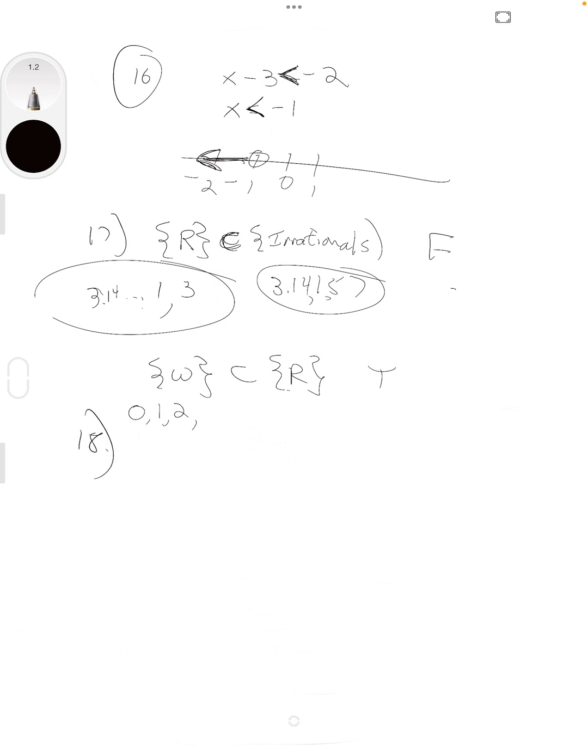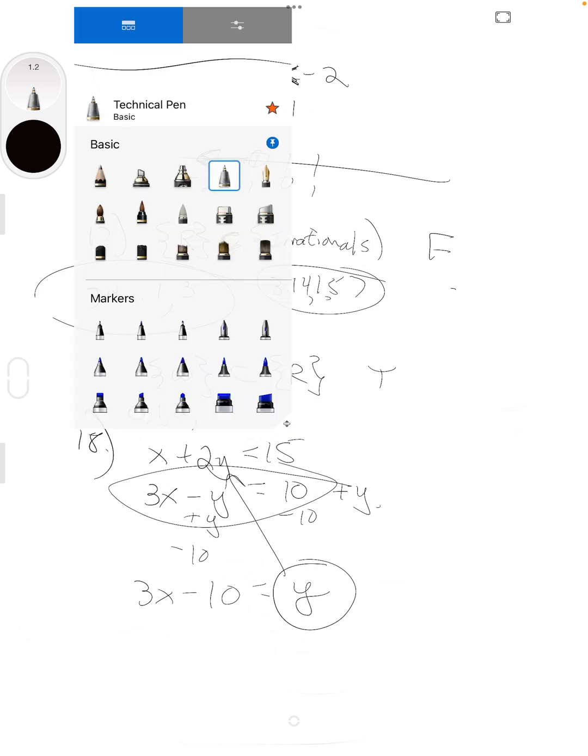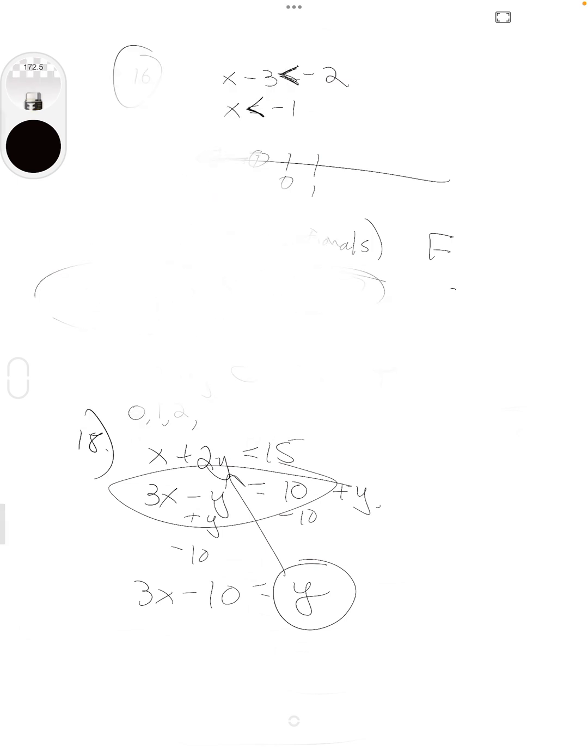Number 18. Substitution this time. X plus 2y equals 15, and 3x minus y equals 10. Okay, in this one, find one that has x or y by itself. So I'm going to take this one, and I'm going to solve this for y. So I'm going to put y on the other side. In other words, add y to both sides and subtract 10 from both sides. So minus 10 plus y minus 10. So this becomes 3x minus 10 equals y. Now I can take this and substitute it into this one. I'm going to move above it so you can see it a little bit better.